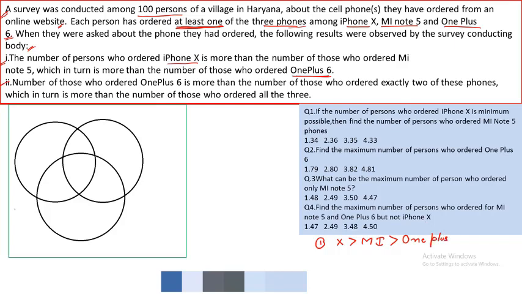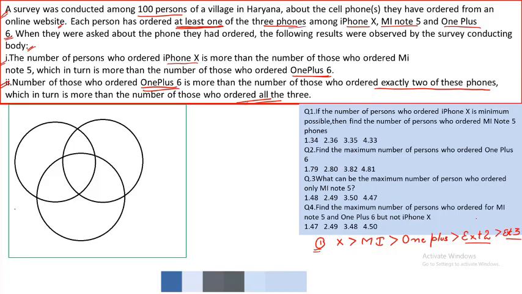Fine. Now the second information says the number of those who ordered OnePlus 6 is more than those who ordered exactly two of these phones. So I can continue this equation: OnePlus 6 is greater than exactly 2, which in turn is more than the number of those who ordered all three, so exactly 3. So this is the condition that we would be satisfying: iPhone X is greater than MI, that is greater than OnePlus, that is greater than exactly 2, and that is greater than exactly 3.